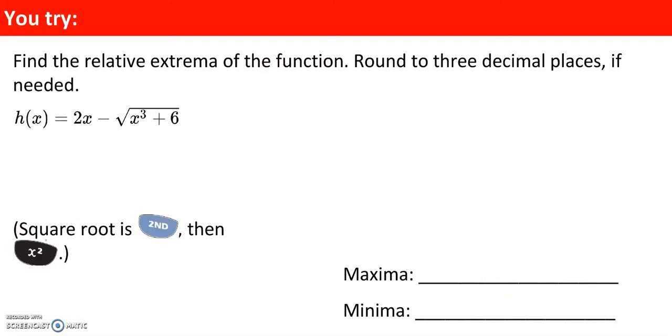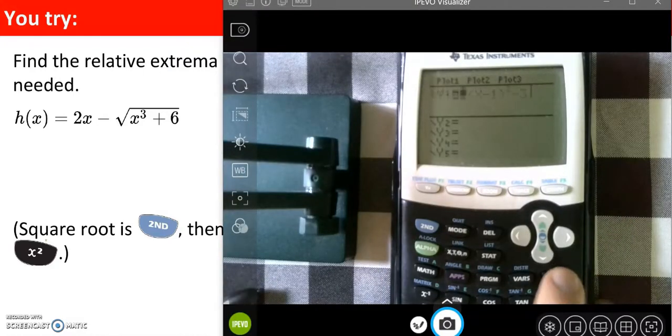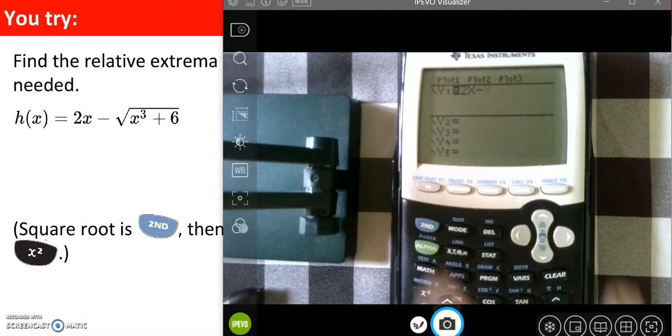Okay, this one's for you to try as well. See if you can graph this function, see if you can find the maxima and the minima. Let's take a look at it. So I'll go back to my graphing screen. I'll type in 2 times x minus, the square root is second and then x squared. So hit second and then your x squared button on the left to get the radical. And now inside that radical, you've got x cubed plus 6. Important to make sure that plus 6 gets inside the radical as well.